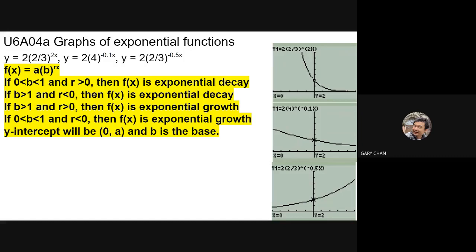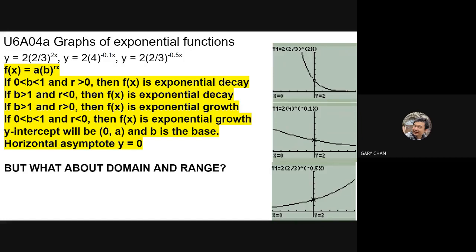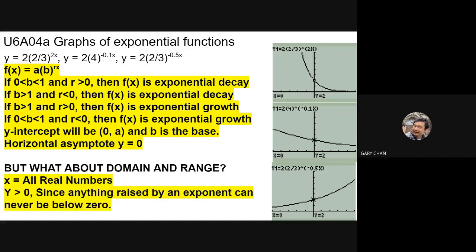For this general exponential function, the y-intercept is always going to be (0, a), where b is the base, and the horizontal asymptote will be at 0. Let's not forget about domain and range, right? We can substitute in any values of x into the exponential function here, so therefore the domain is all real numbers. However, for the range, because the exponential function will never evaluate to anything below 0, the range will be y is greater than 0, since a positive base raised to an exponent can never be below 0.